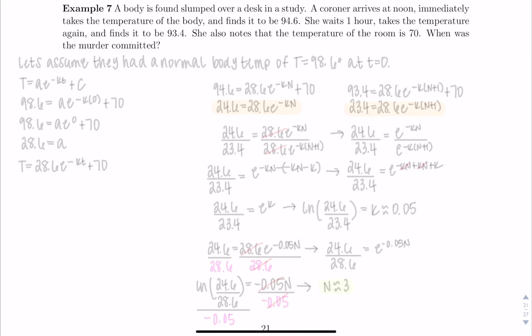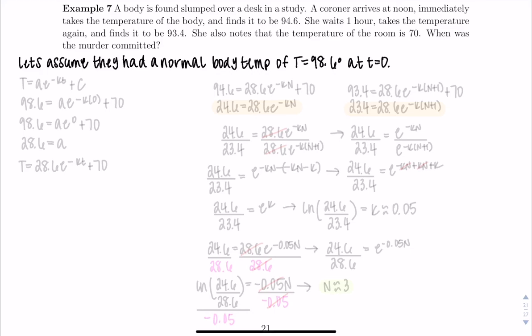So we're going to assume that the normal temperature of a body is 98.6 when it was committed, just to make things easier. So let's assume that the person who was murdered had a normal body temperature, like they weren't sick or anything, of 98.6, and that was at t equals 0 as soon as the murder was committed.